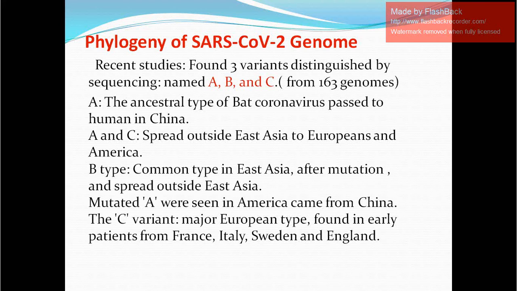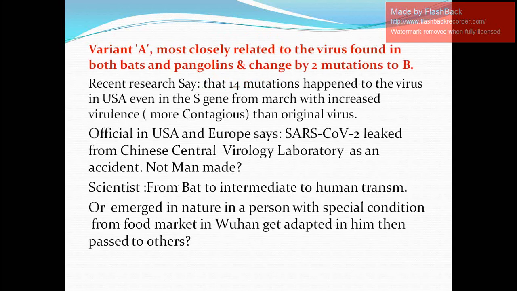Mutated A was seen in America, came from China, and the type C variant, the major European type, was found in the early patients from France, Italy, Sweden, and England. Variant A is the most closely related virus to bat and to pangolin and has changed to B due to two mutations, and then B changed to C also by mutation.